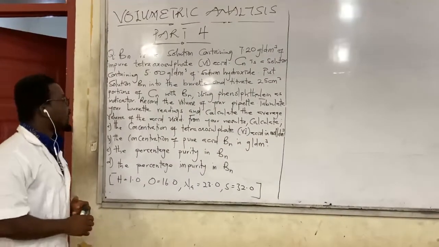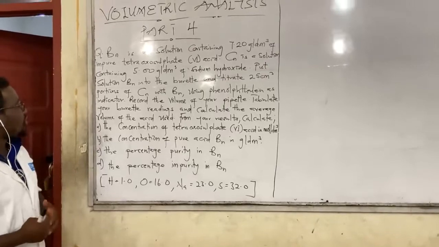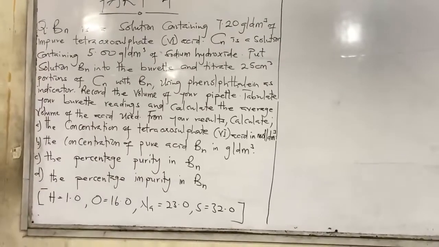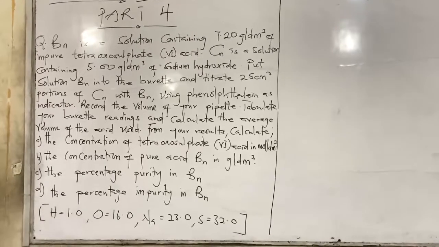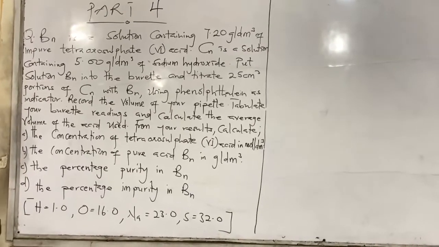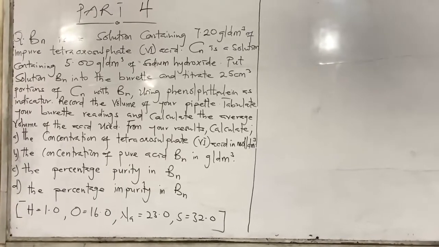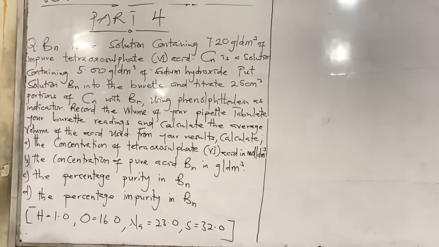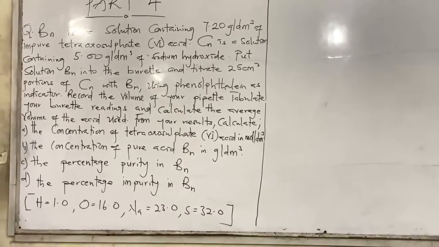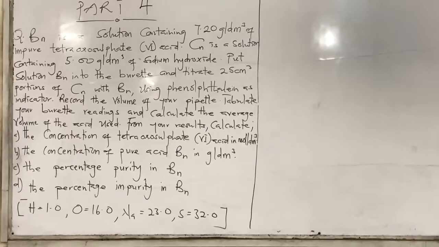BN is a solution containing 7.20 gram per dm cube of impure tetraoxosulphate VI acid. CN is a solution containing 5.00 gram per dm cube of sodium hydroxide. The instruction is: put solution BN into the burette and titrate 25 cm cube portions of CN with BN, using phenolphthalein as indicator. Record the volume of your pipette, tabulate your burette readings, and calculate the average volume of the acid used.